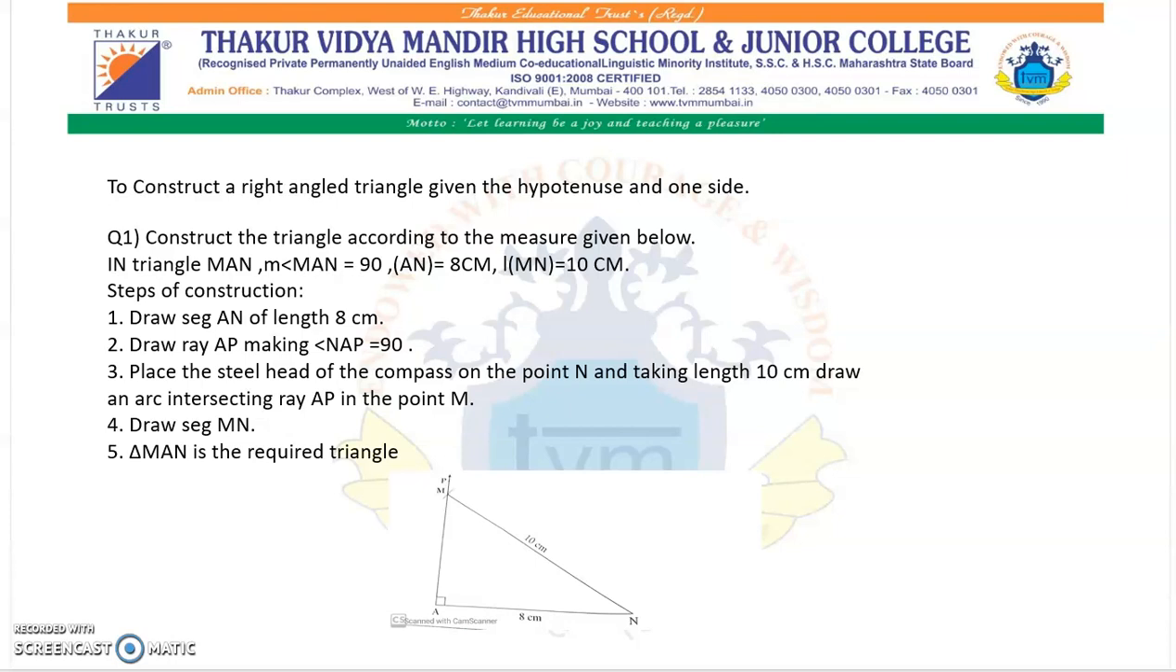Draw a ray AP making an angle NAP of 90 degree. Place the steel head of the compass on the point N and taking the length 10 cm, draw an arc intersecting the ray AP at point M. Draw segment MN. Therefore, we get the required triangle MAN.